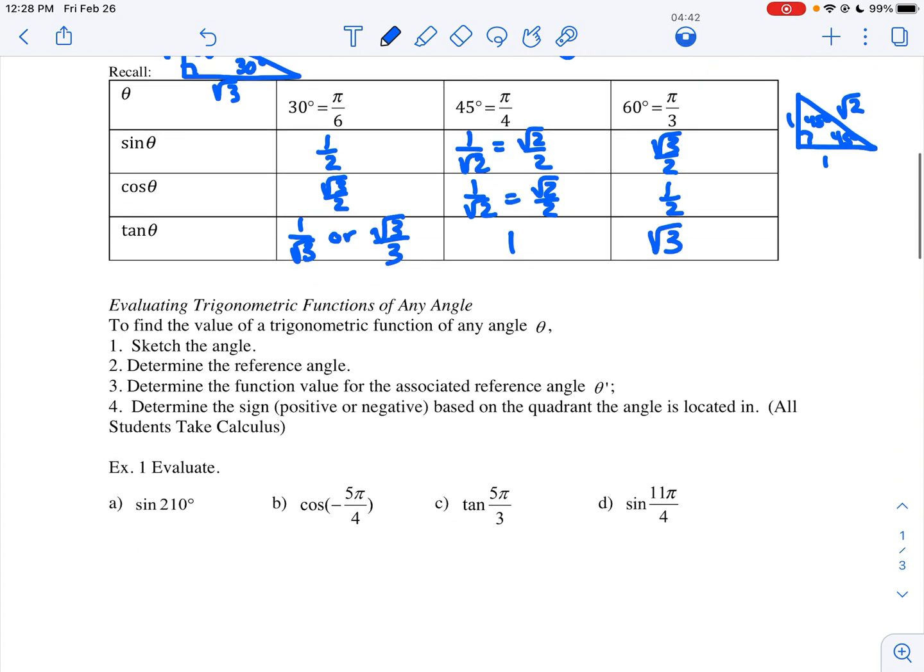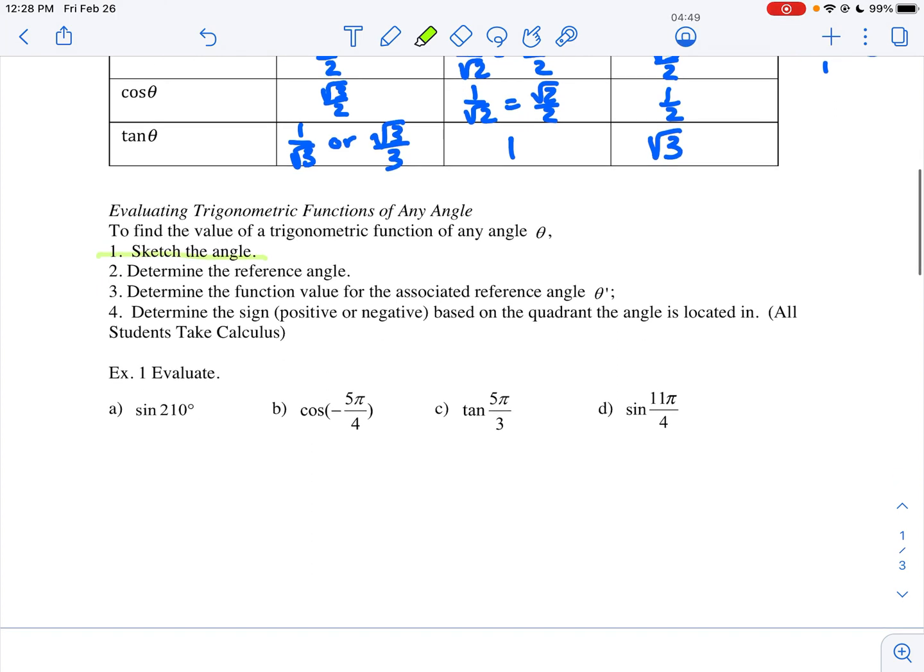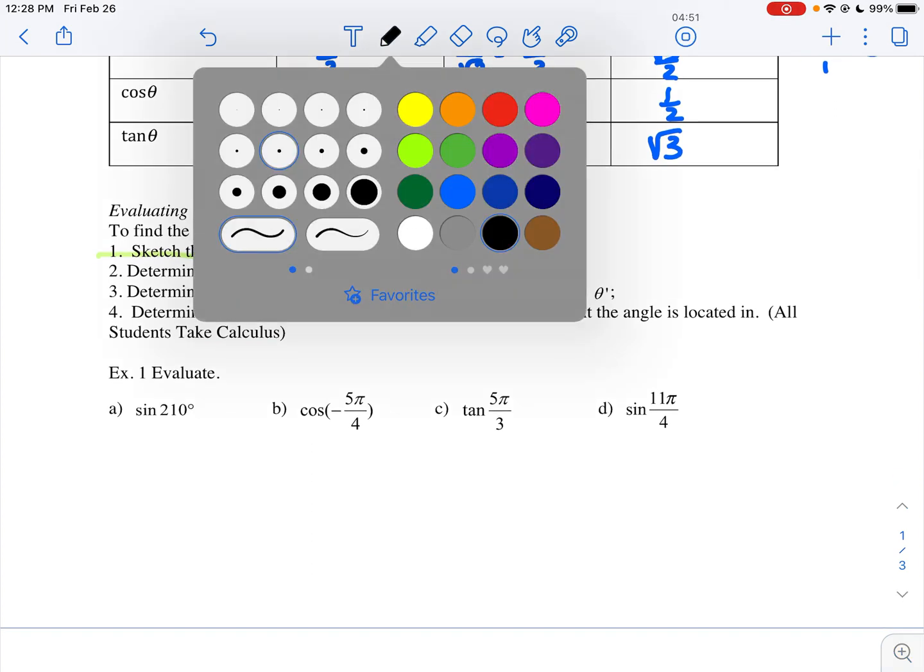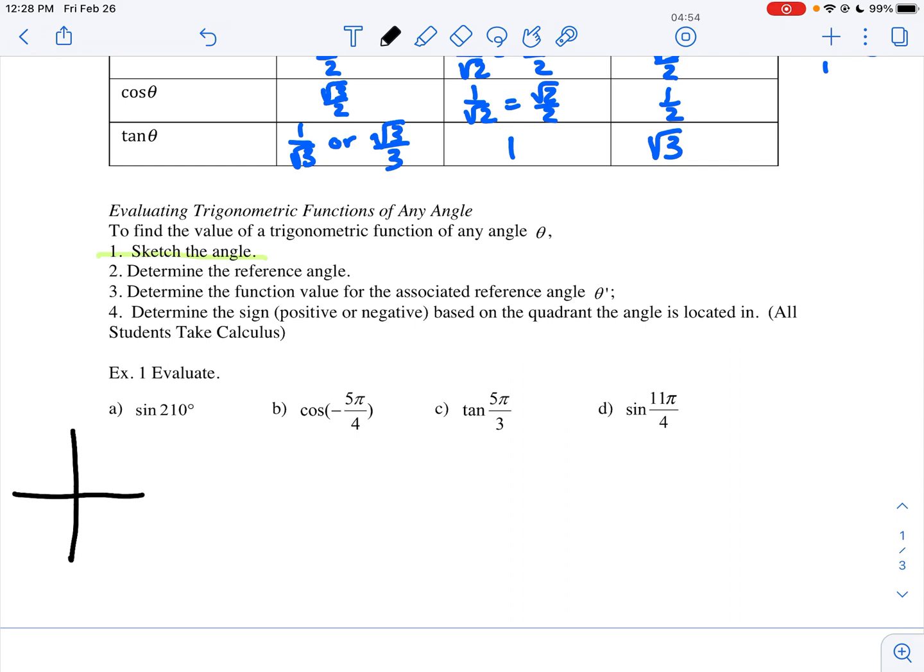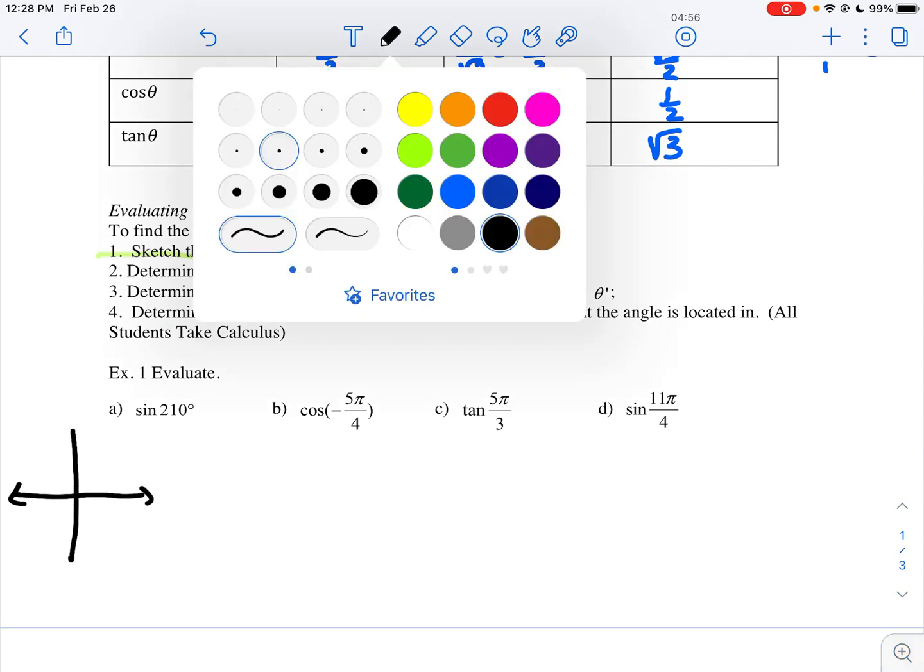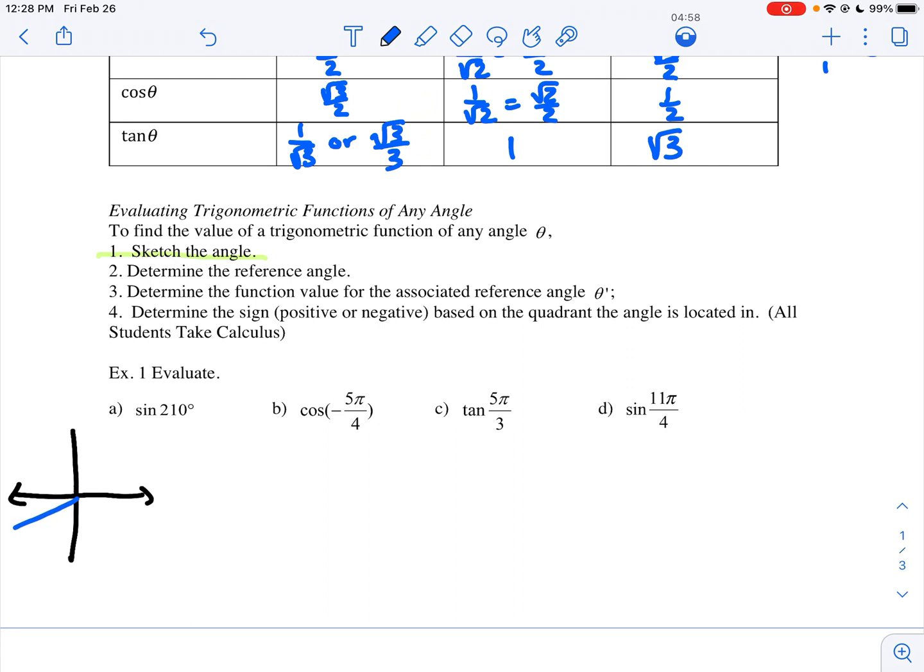So here's what I do. If I want to evaluate in example 1, I make a sketch. Okay, so I'm going to make a sketch of my angle. So let's look at 210 degrees. So 210 degrees is into the third quadrant, and it's 30 degrees in. So this is going to create a 30-60 right triangle. So across from 30 is 1. This would be 2, radical 3.